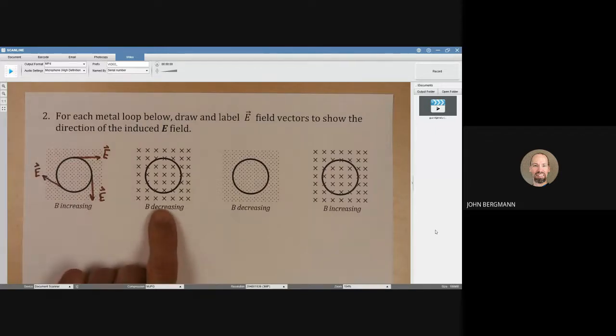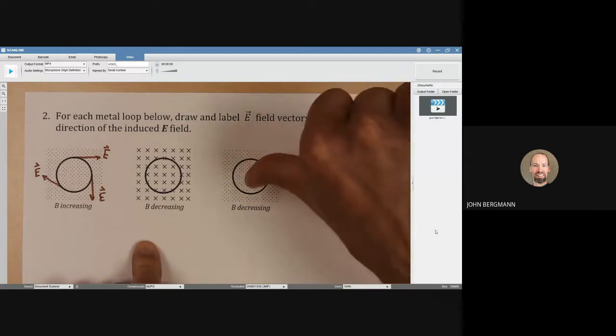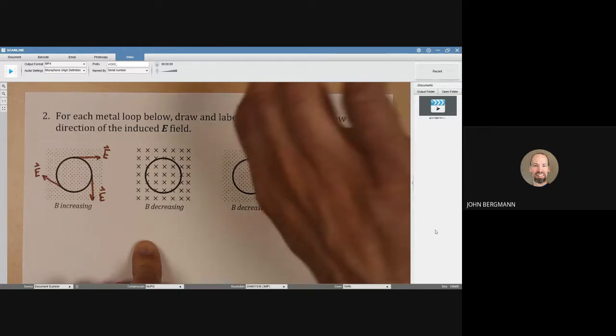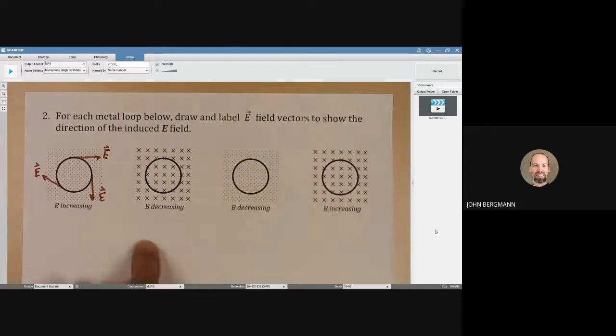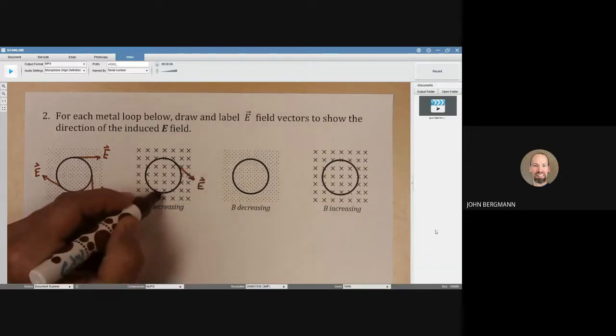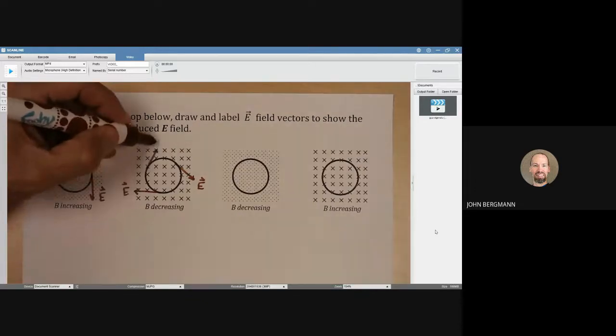How about the next one? Now we have the magnetic field going into the page, and it's weakening. We got our thumb. The magnetic flux is directed into the page, but it's getting weaker, and we don't like that change, so we're going to try and help out with our thumb. Again, clockwise. The electric field at the perimeter here is going to be directed in a clockwise sense.